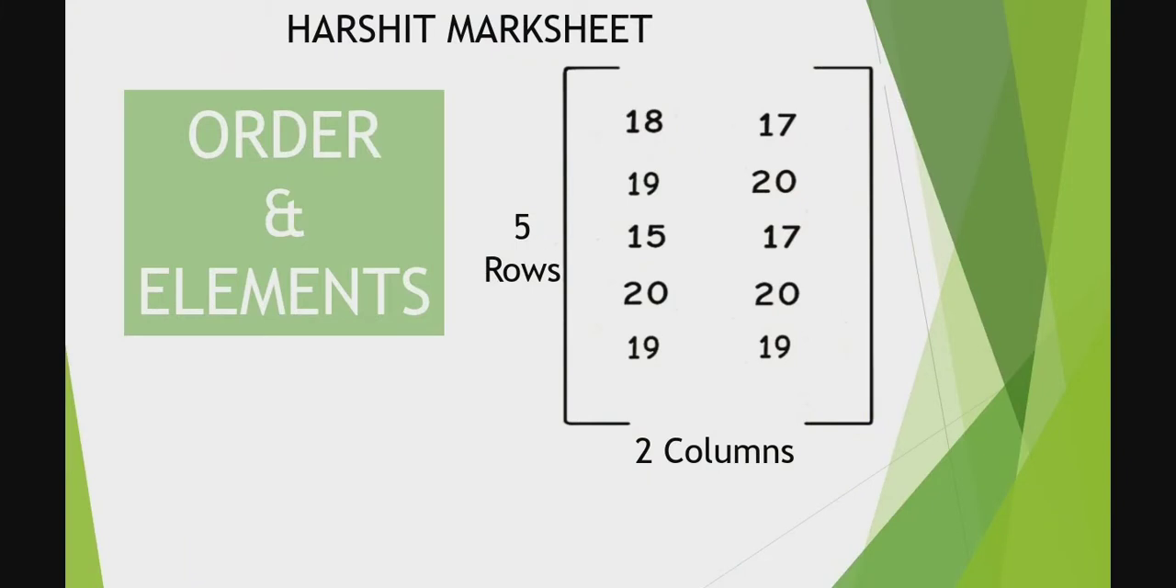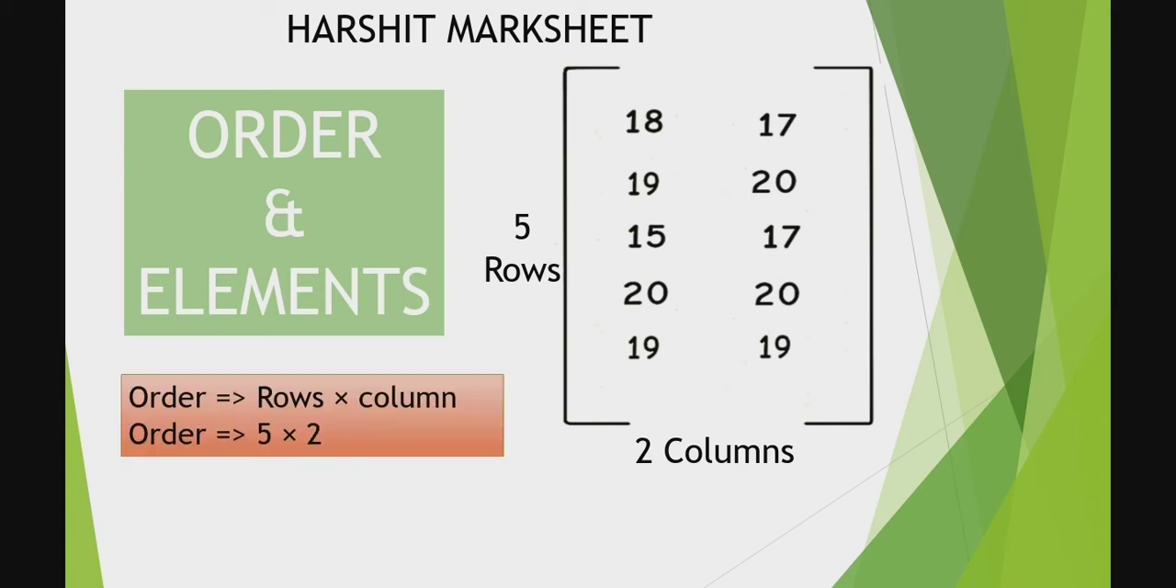This helps in forming order and elements. Let's begin with order. Basically order is just row into column, which we do not pronounce as row into column, but we pronounce it as row by column. And here since we have 5 rows and 2 columns, so it's 5 by 2. Now this order helps in finding the number of elements.